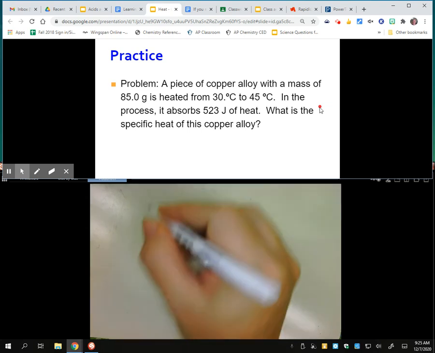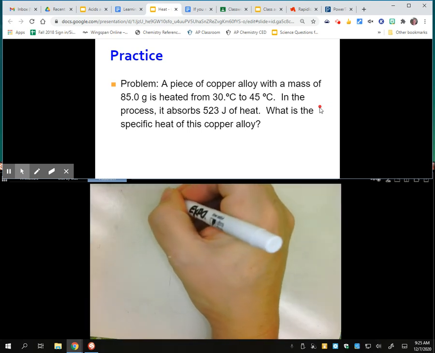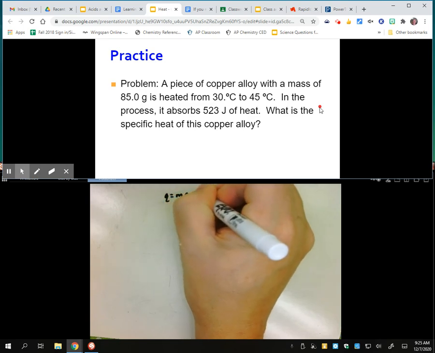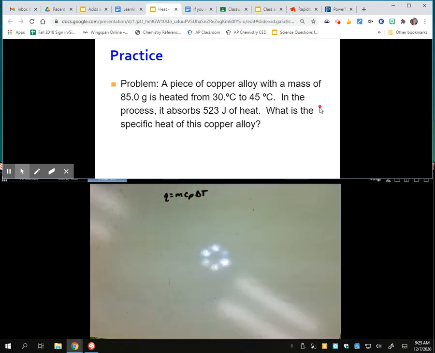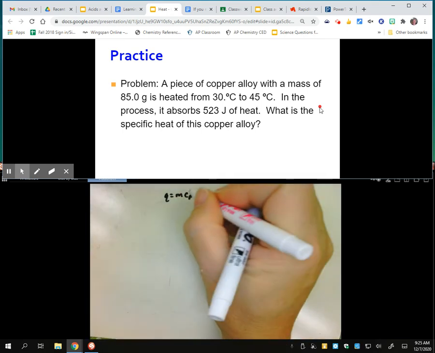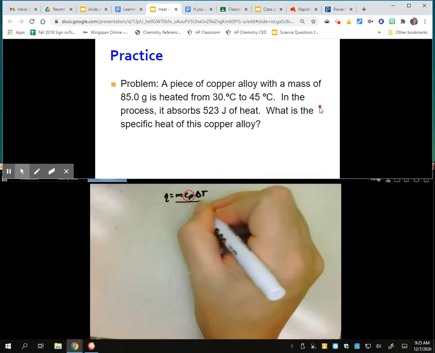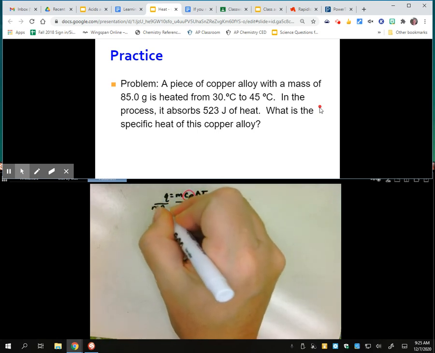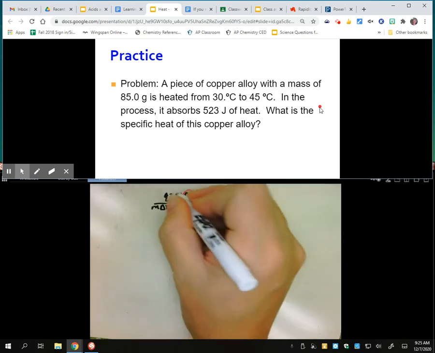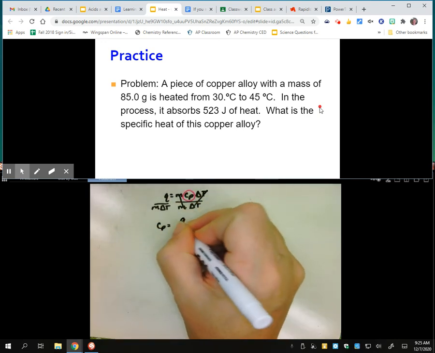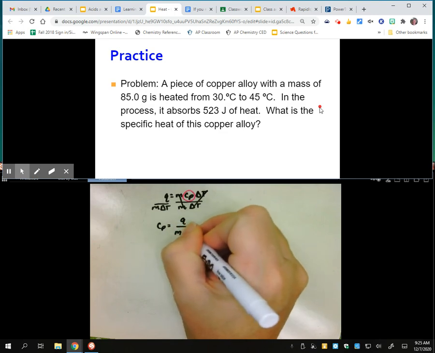We're trying to solve for specific heat. So I like to start with rearranging my equation. So Q equals M C delta T. I'm looking for specific heat, and that's this variable right here. So to get it by itself, I'm going to divide both sides by M delta T. So specific heat is equal to Q divided by M times delta T.